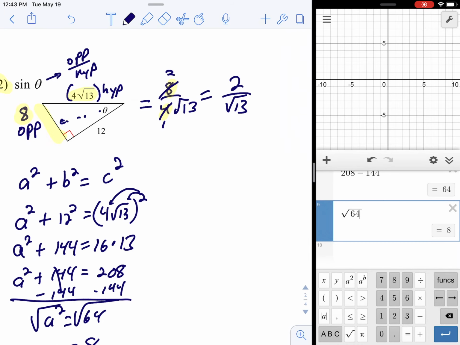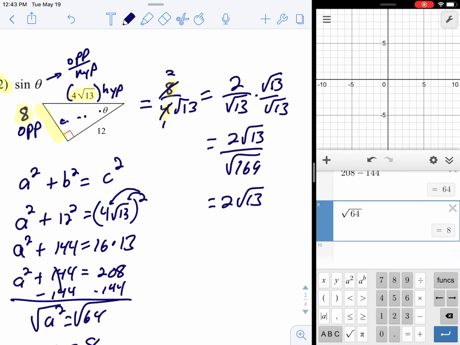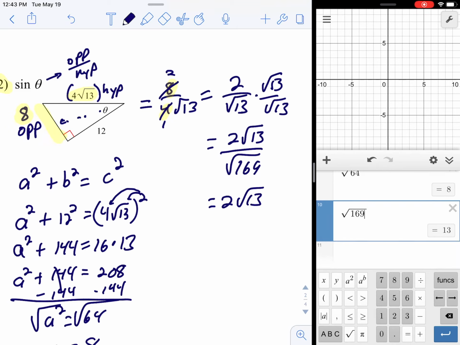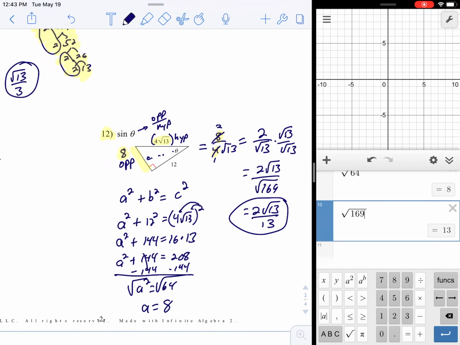Here we have a radical in the denominator, which you're not allowed to do. So you've got to multiply by square root of 13 over square root of 13. That's 2 square root of 13 over square root of 13 times 13 is 169. 2 radical 13 over the square root of 169, which is 13, and that should be the answer.